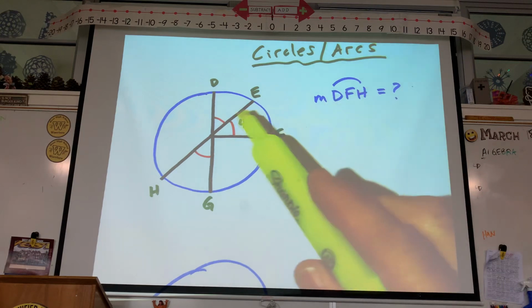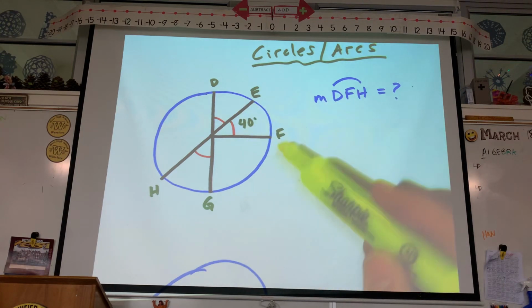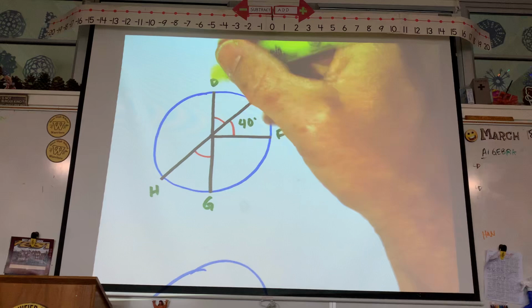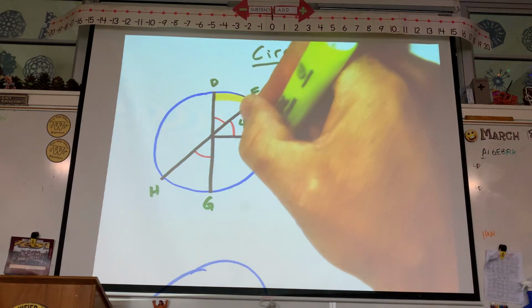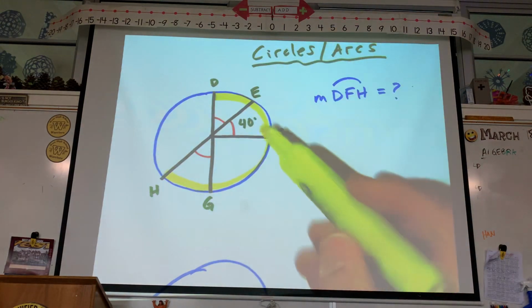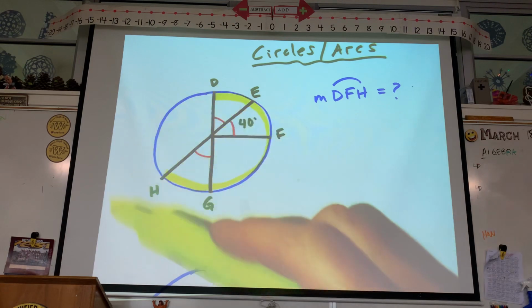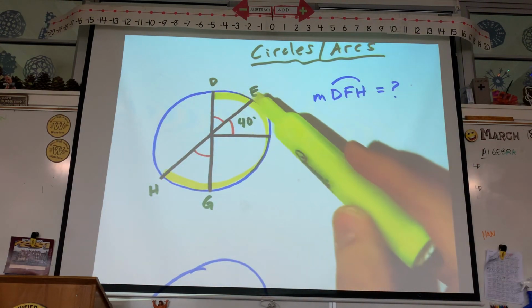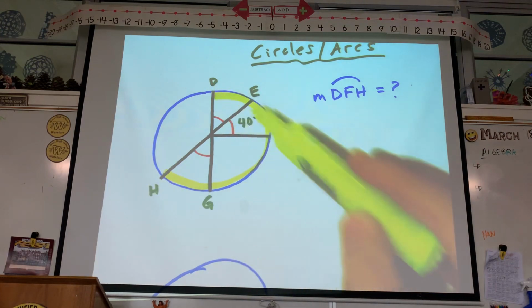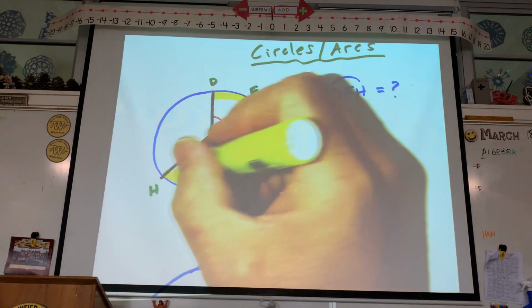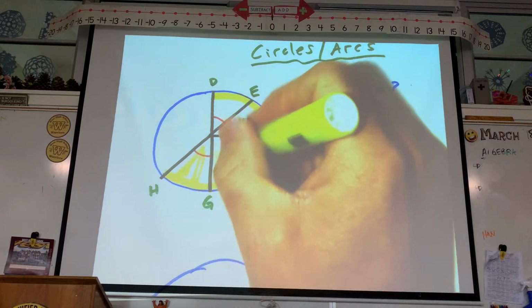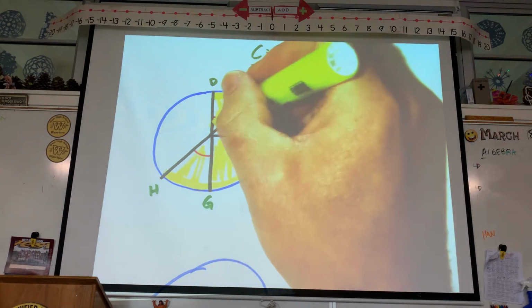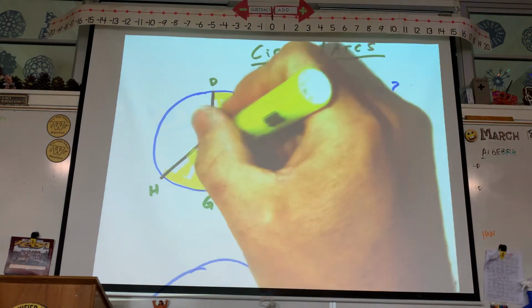Okay, DFH, D, F, H. I'm going to trace it, DFH. Now, it wouldn't be this one, because that would be DH. Basically, when there's 3 letters in the arc, it means it's going past a semicircle and it's past 180. So we have to find this portion here, okay?